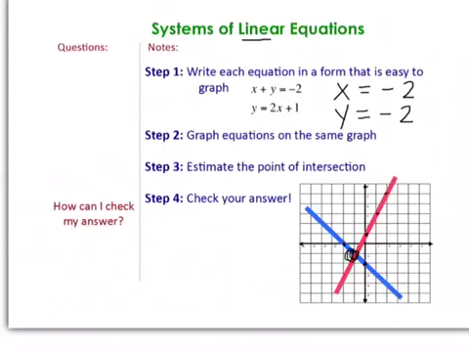Now, I'm not going to trick you and give you some crazy decimal intersections. We're going to have nice integer or maybe sometimes nice fractions for my intersection. So if I want to check that -1, -1 is the point of intersection, what I'm going to do is choose one of my equations. So let's choose the first one.